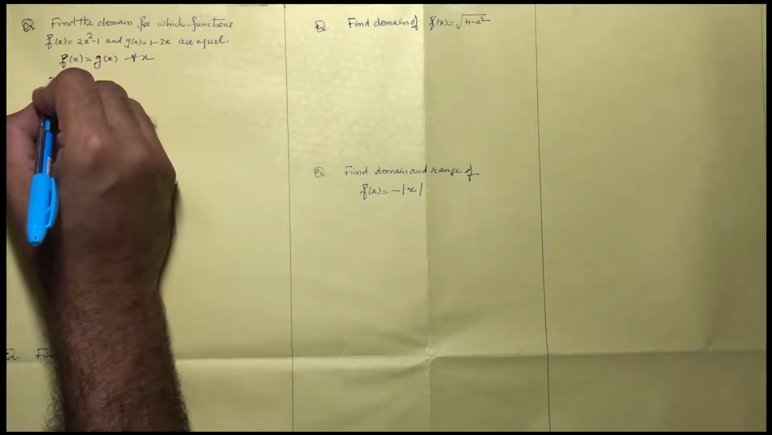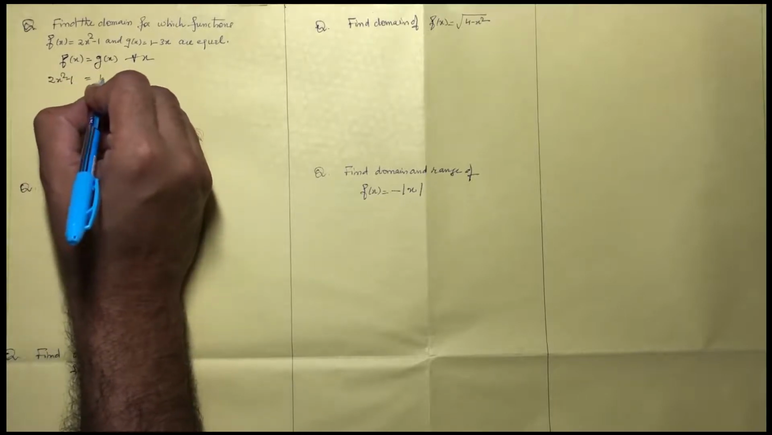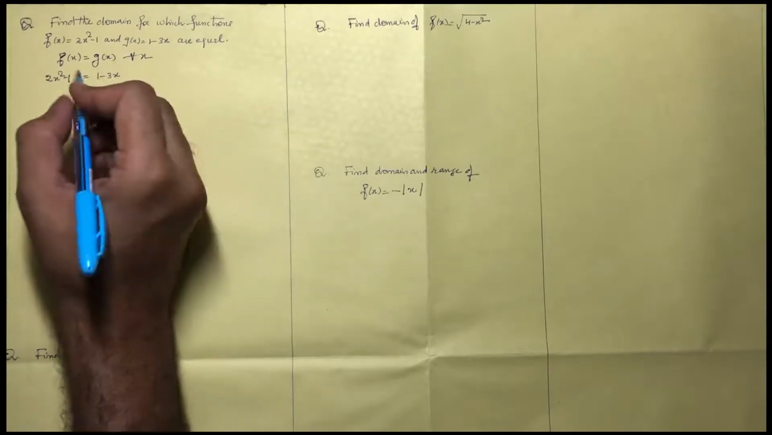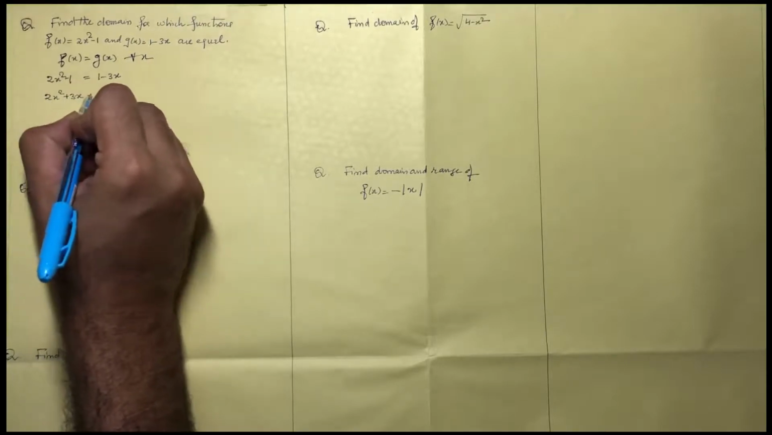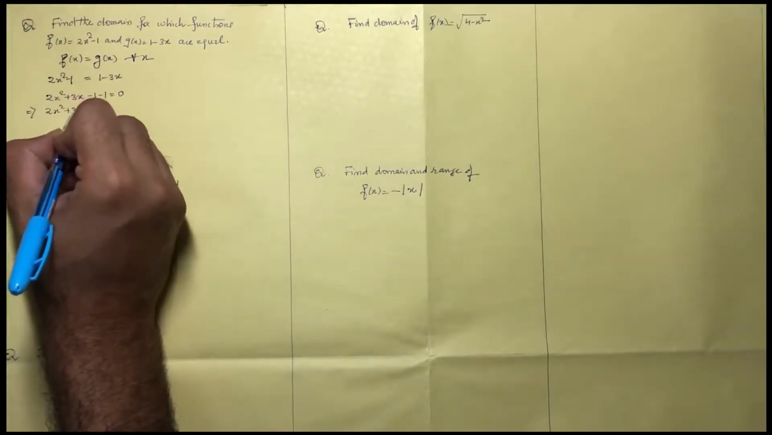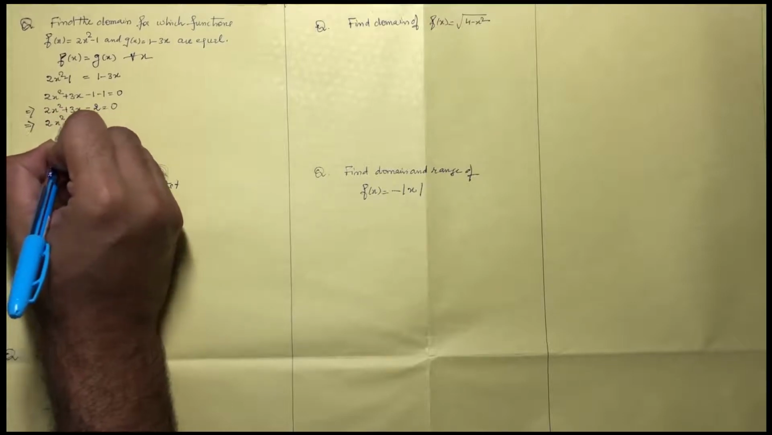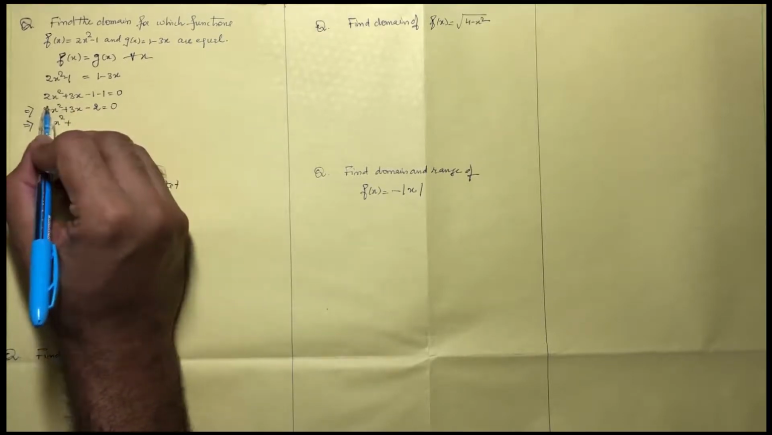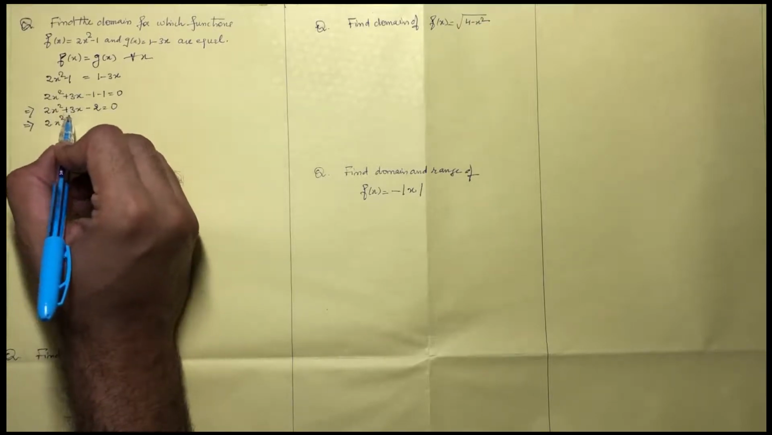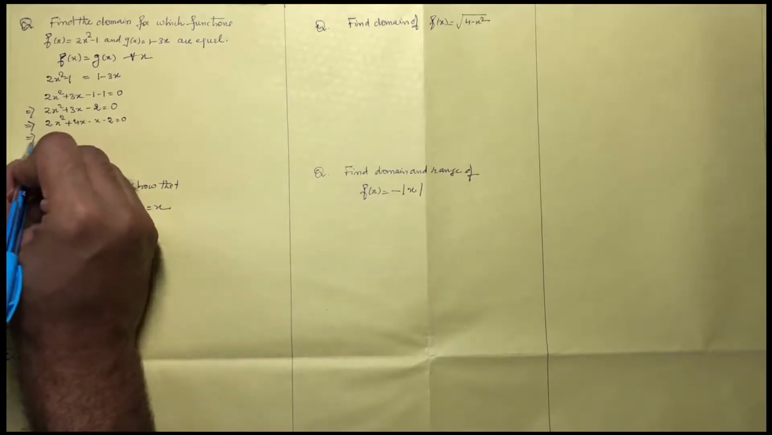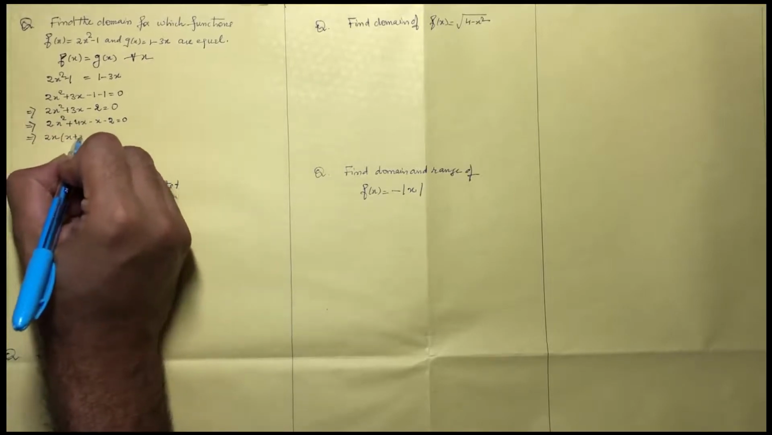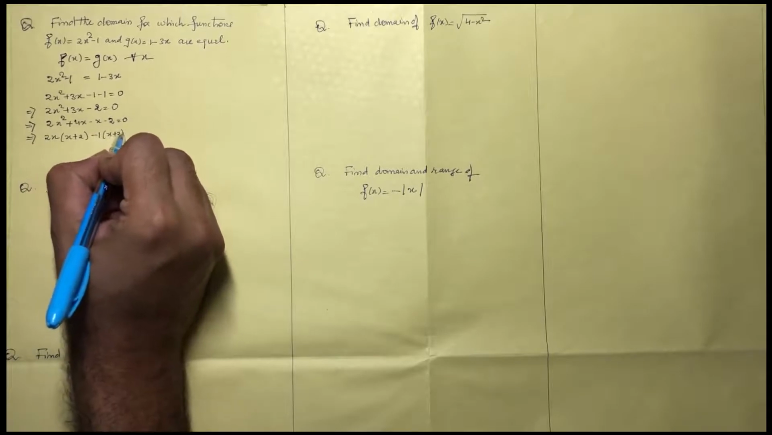So we put f(x) = 2x² − 1 and g(x) = 1 − 3x. Taking everything to the left-hand side, we get 2x² + 3x − 1 = 0, which further implies 2x² + 3x − 2 = 0. To make the factors of 2x², the product is −4x², and here we get 3x. So we write it as 4x − x − 2 = 0. Taking common 2x(x + 2) − 1(x + 2).